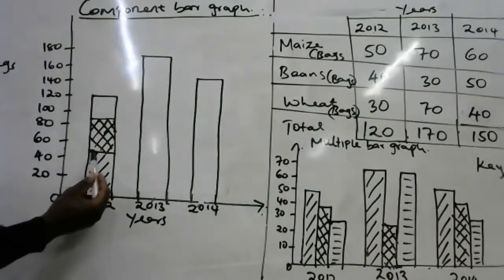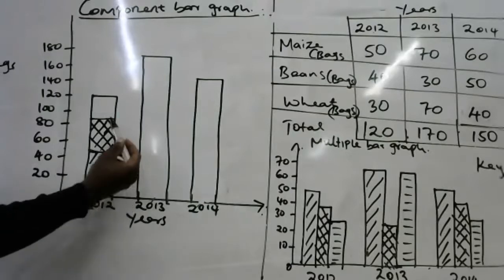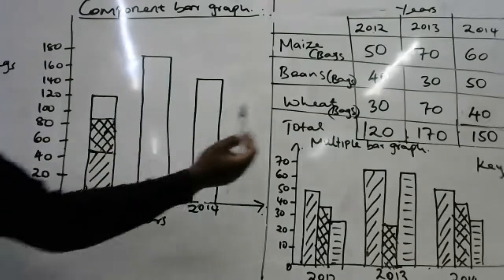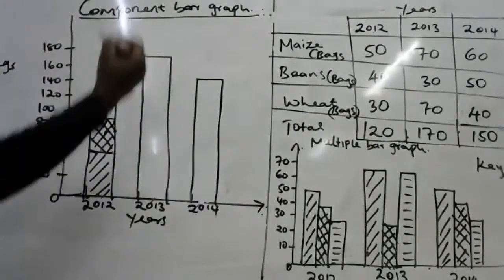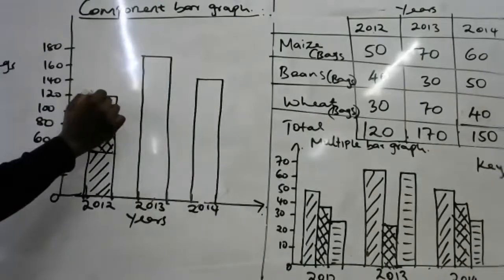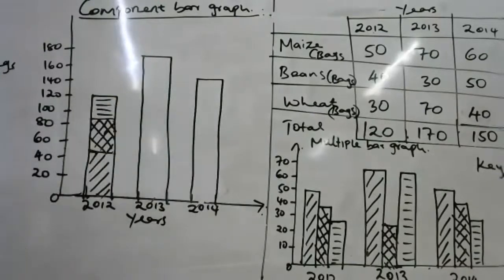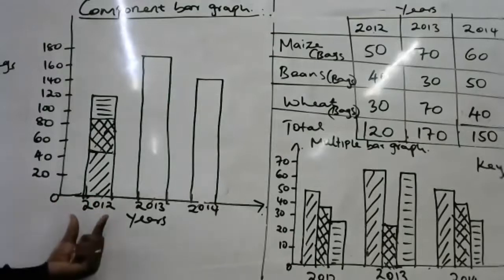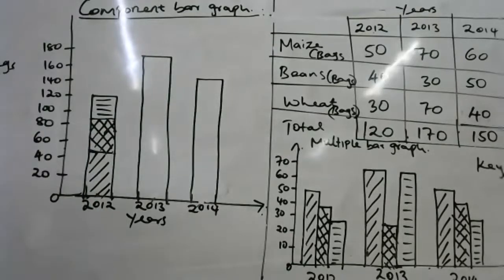This one has been completed. The first one is 50. 50 plus 40 will go to 90. Now, 90 plus 30 is going to be 120. So this is the proportion of maize, beans and wheat. So it is one bar, but we subdivide it into components.